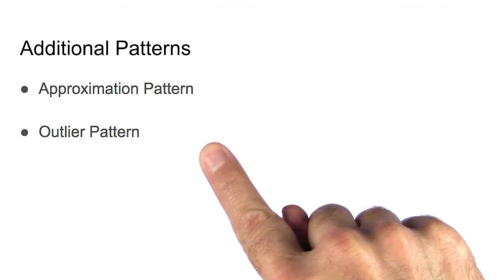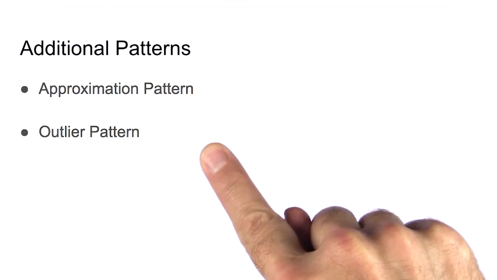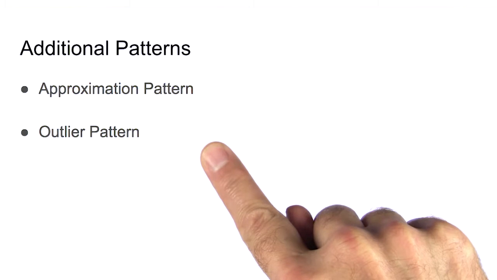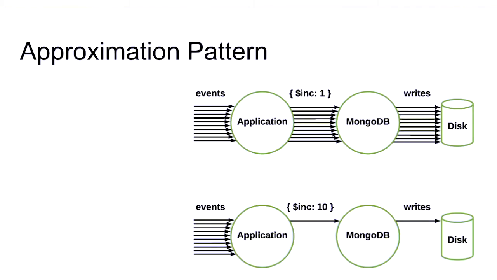In this lesson, we will summarize some additional patterns that may also be beneficial in your design. The following patterns are less often applied in designs than the one we have covered so far. However, it is beneficial to be aware of them so that you can recognize them when you may need to use them. The approximation pattern is used to reduce the number of resources needed to perform some write operations.